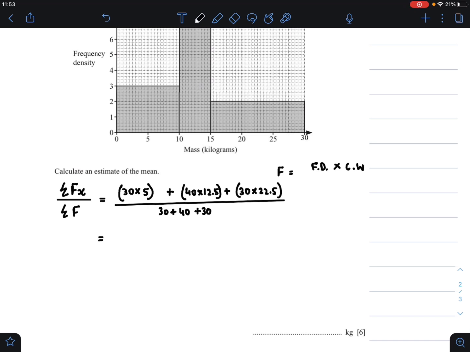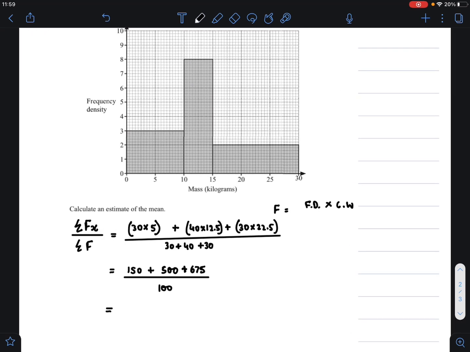So therefore 30 multiplied by 5 is equal to 150, plus 40 multiplied by 12.5 is equal to 500, and 30 multiplied by 22.5 is equal to 675. So you add that as well, 675, and you divide it by the total of the denominator, that is summation f, that is 30 plus 30 plus 40, which is equal to 100. So now you just take the sum of the numerator and you divide it by 100.